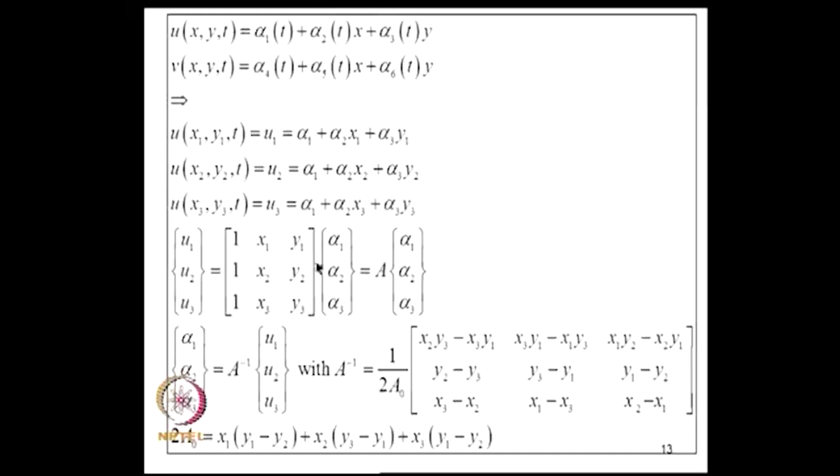Now, I will write this in the matrix form: u1, u2, u3, this is known, these are unknowns. So, I will write this as matrix A into this unknown quantity. These alphas can be expressed in terms of the nodal values of the field variables using this relation, where this A inverse is given, you can compute that and we get this, where this quantity A naught turns out to be this.